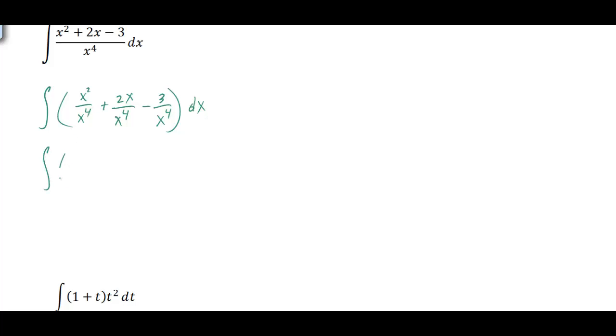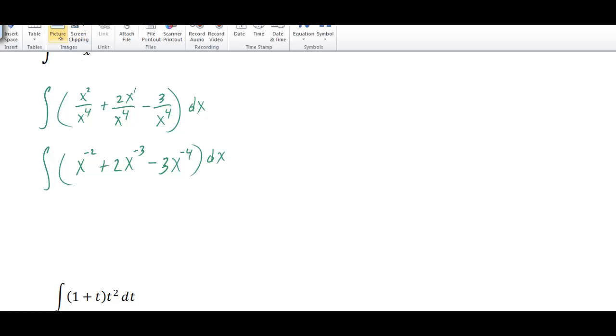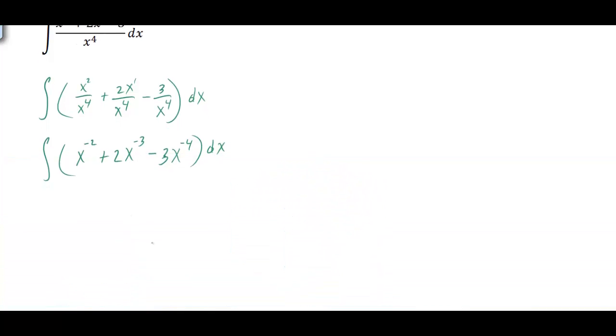If we simplify this, we would end up with x squared over x to the fourth, which would be 2 minus 4, so that's x to the negative 2, plus 2, again here we have x to the first, so 1 minus 4 would be x to the negative 3, minus, and there's no x on top, so we have 3, and we can just simply think of moving the x to the top, so that makes it x to the negative 4. And at this point, we have a nice form that we can integrate.